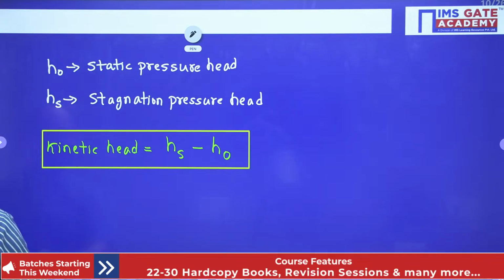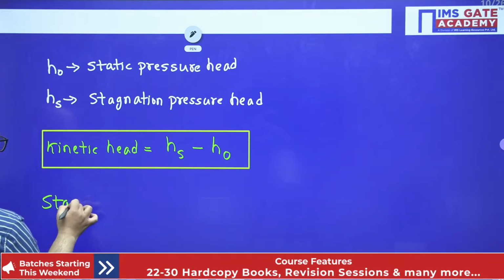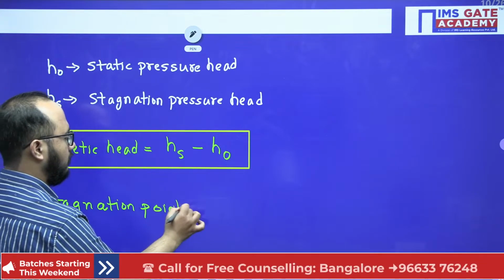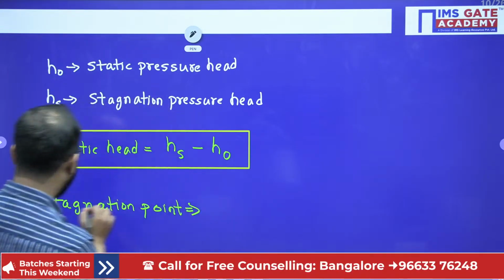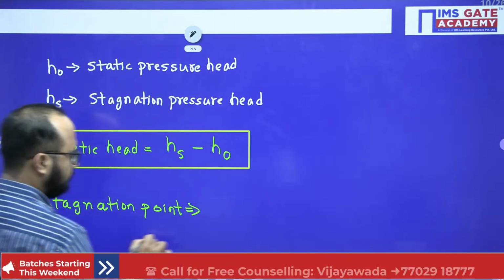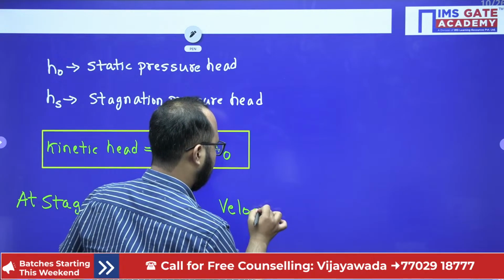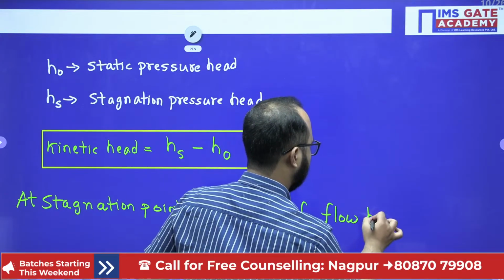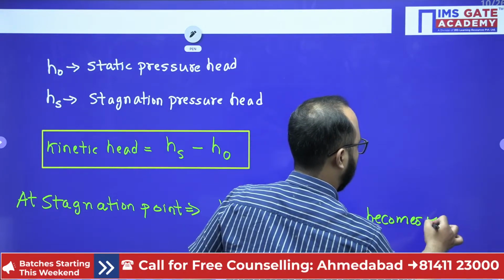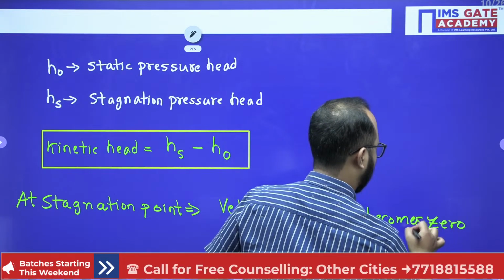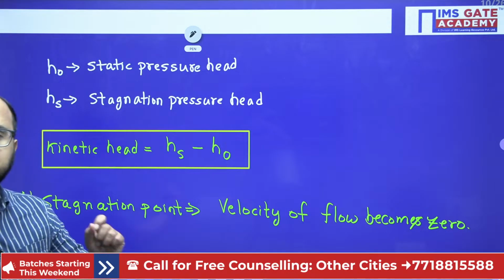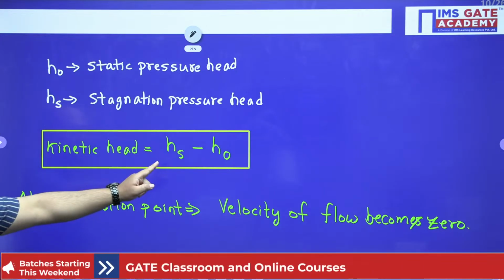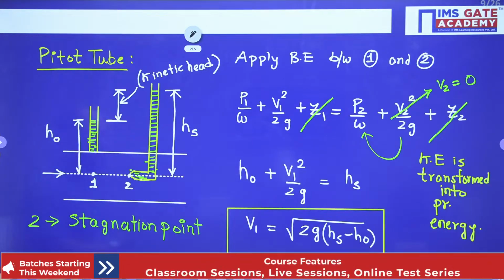Okay, and we'll mention here, at a stagnation point, velocity of flow becomes 0. Velocity of flow becomes 0. Very, very important point. So kinetic head is the difference of stagnation pressure head minus the static pressure head. I hope the point is clear, everyone.